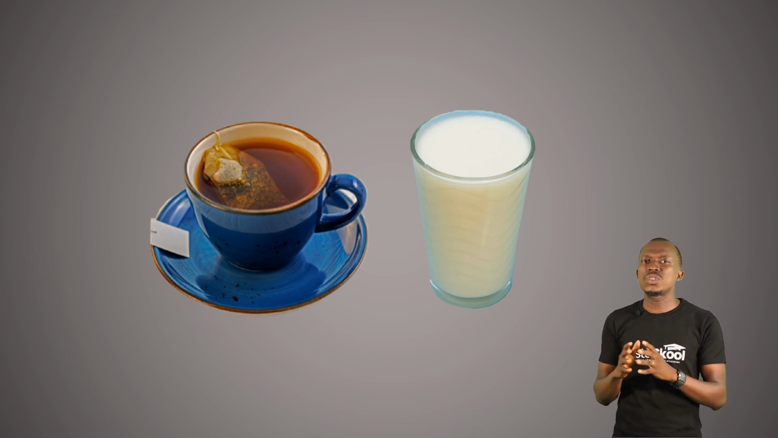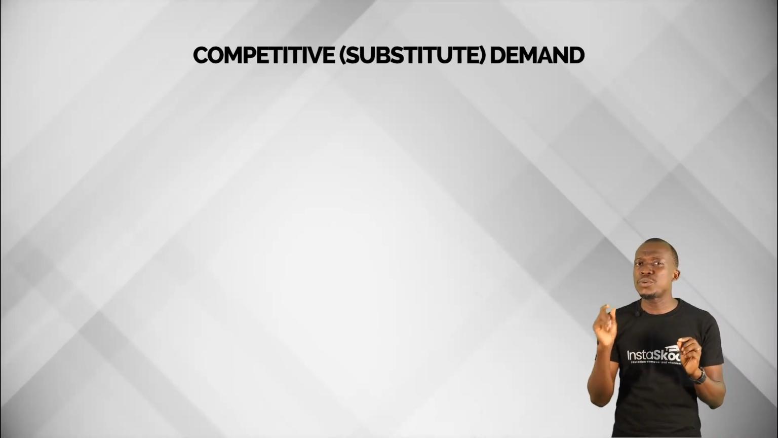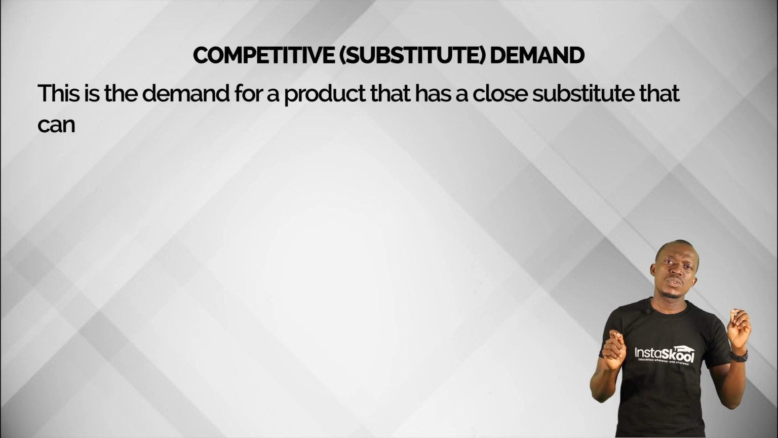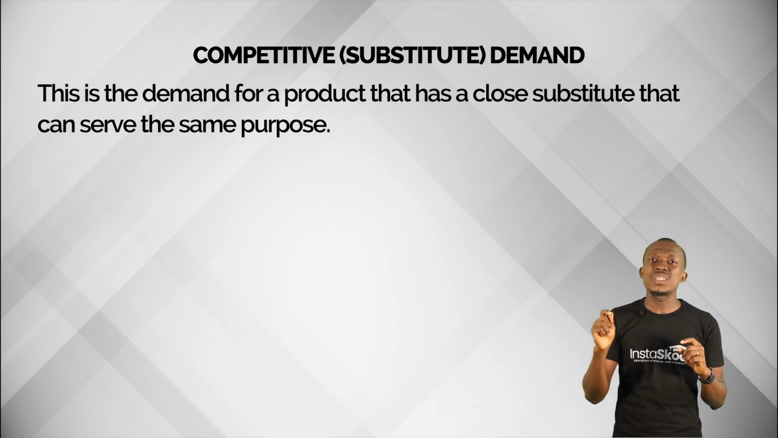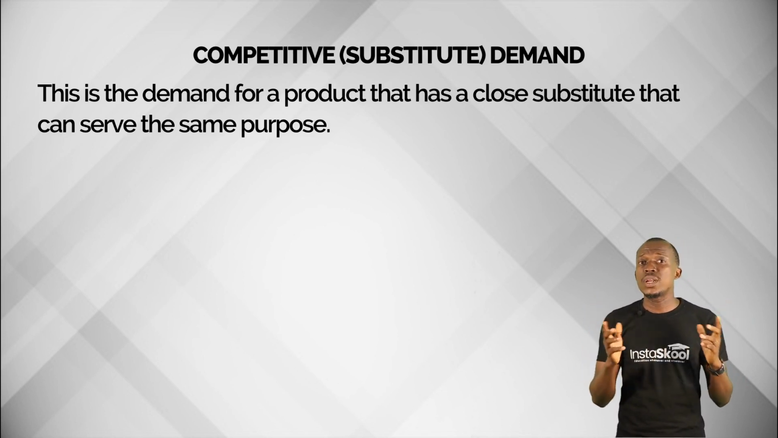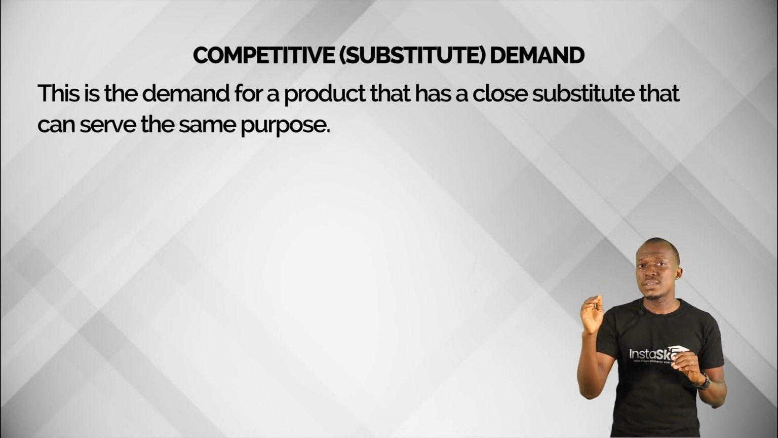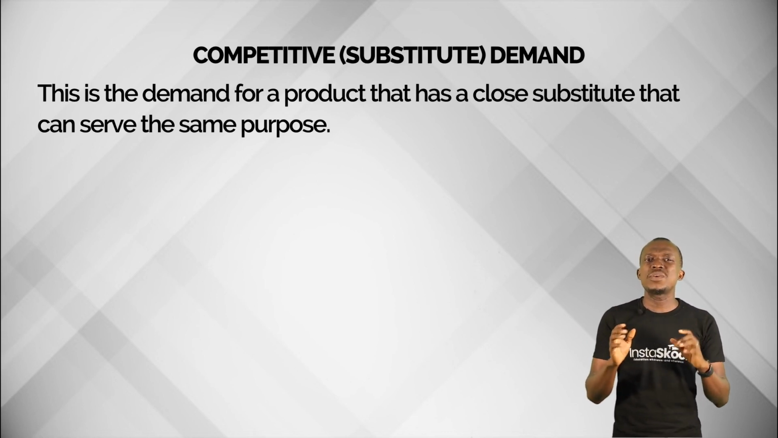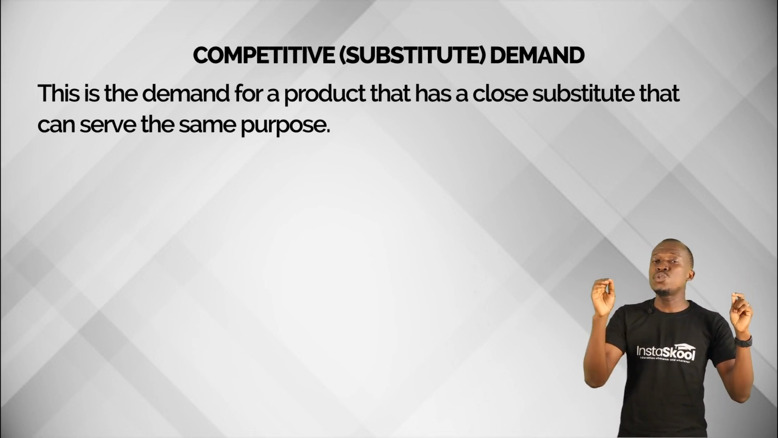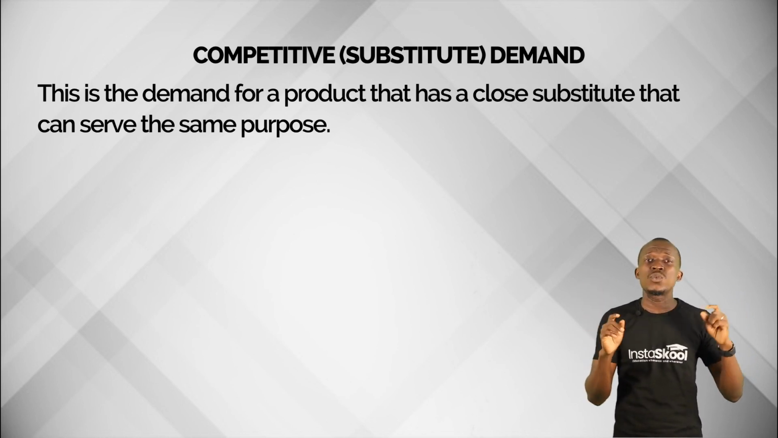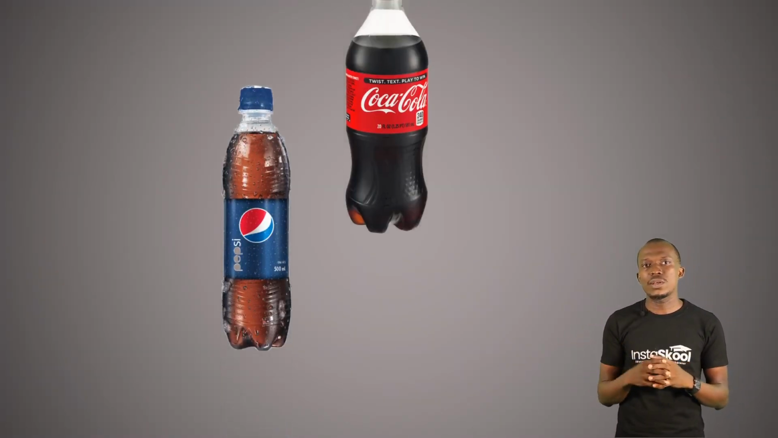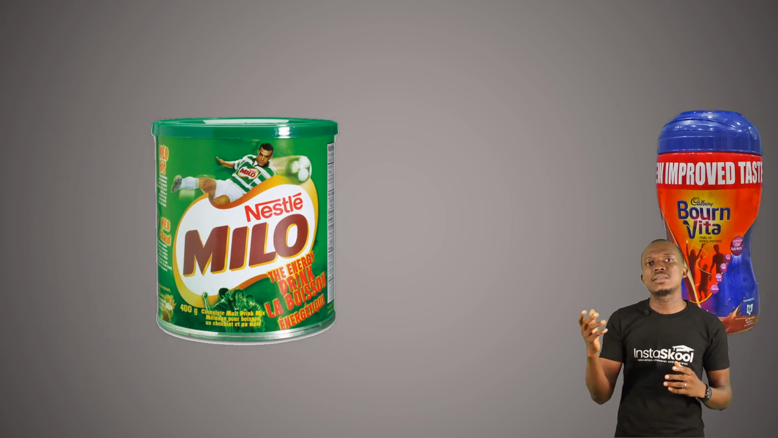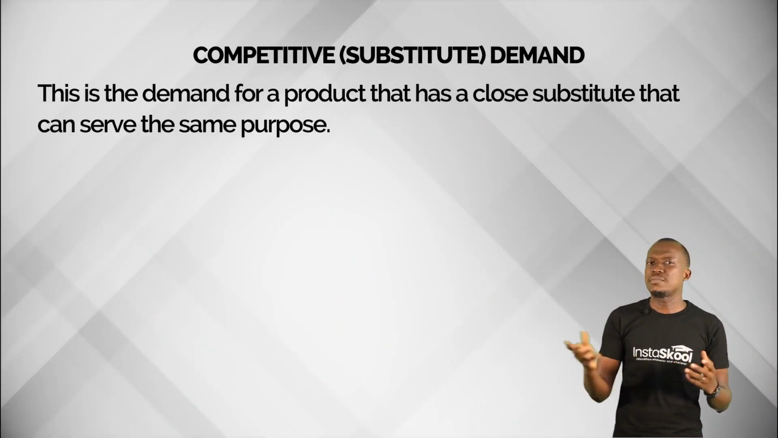The second type of demand is competitive or substitute demand. This is the demand for a product that has a close substitute that can serve the same purpose. And so, if you demand for one, you won't have to demand for the second. Usually, when the price of one increases, it causes demand for the second product to increase because people would no longer buy the expensive one and go towards the other one that has a relatively lower price. An example of goods like this include Pepsi Cola and Coca-Cola, or Milo and Bonvita, or butter and margarine.